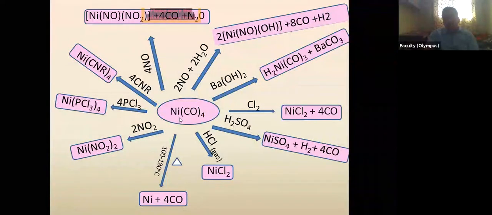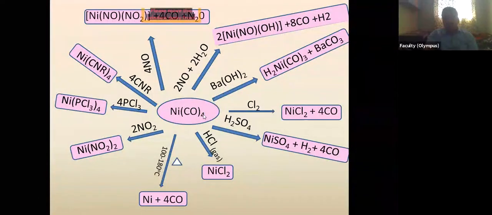Similarly, when gaseous hydrochloric acid reacts with nickel tetracarbonyl, we get nickel chloride salt plus H2 plus CO. The products are the same, just like I have not written here. Then the action of H2SO4, the same sentence you have to write. Nickel tetracarbonyl reacts with H2SO4 and we get nickel sulfate salt plus hydrogen and carbon monoxide.